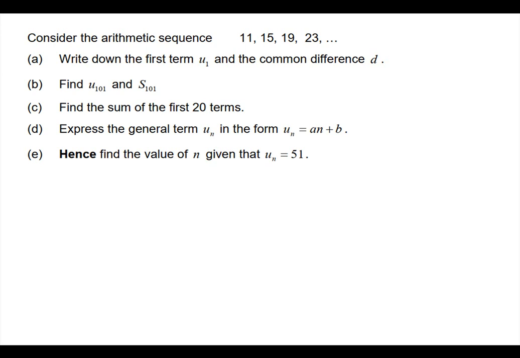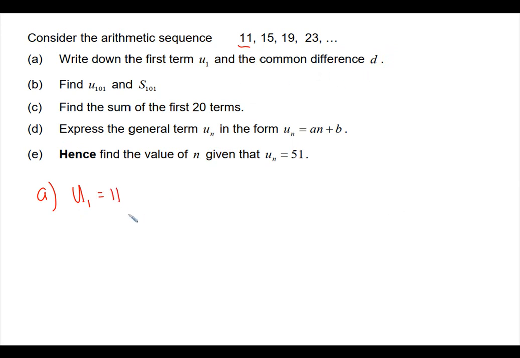Alright, so let's review some of these arithmetic sequence and series problems. Okay, so let's take a look at this one here. So we have this arithmetic sequence, right? And part A says they want us to write down the first term. So the first term we know is 11. So that's easy. The first term is 11.